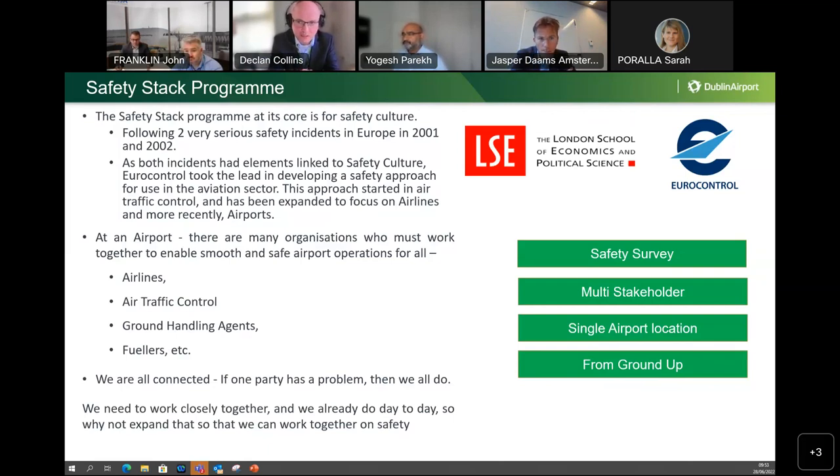There's a graphical representation of what the stack entails and how that can develop in that program. And again, it's an independent survey, an independent program, which was developed initially by Eurocontrol and the London School of Economics. The idea then is to develop a stack with the stakeholders within an airport to allow us to come together, look at the issues we have, look at the challenges we have at Dublin, and develop bespoke and collaborative solutions that will meet those challenges. That's something we're supportive of at board level, and we're supportive of working with stakeholders in terms of how best we can make things better for tomorrow, as opposed to worrying about yesterday. That's a key focus for us in trying to achieve a proactive approach.